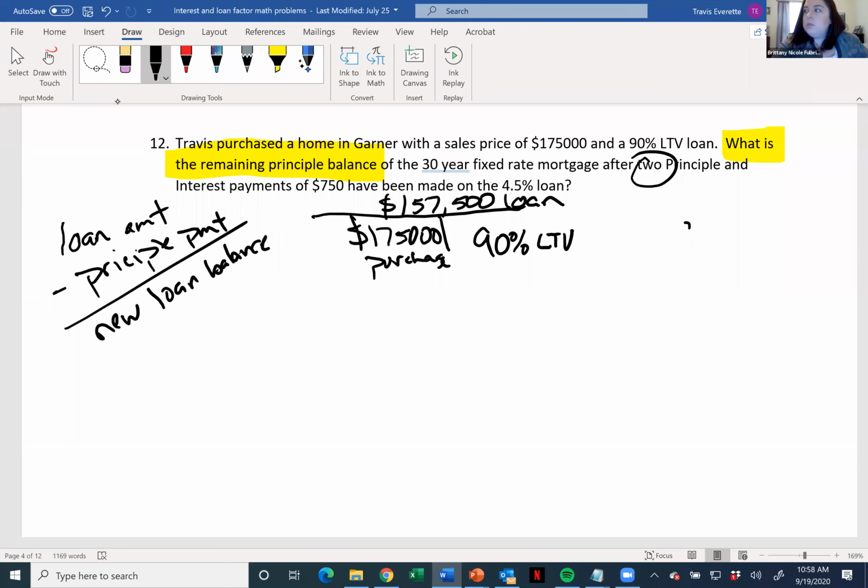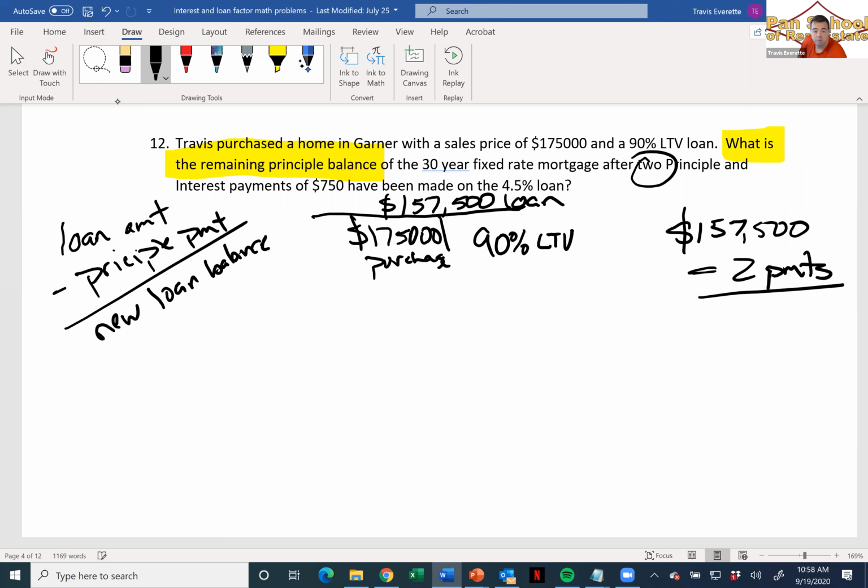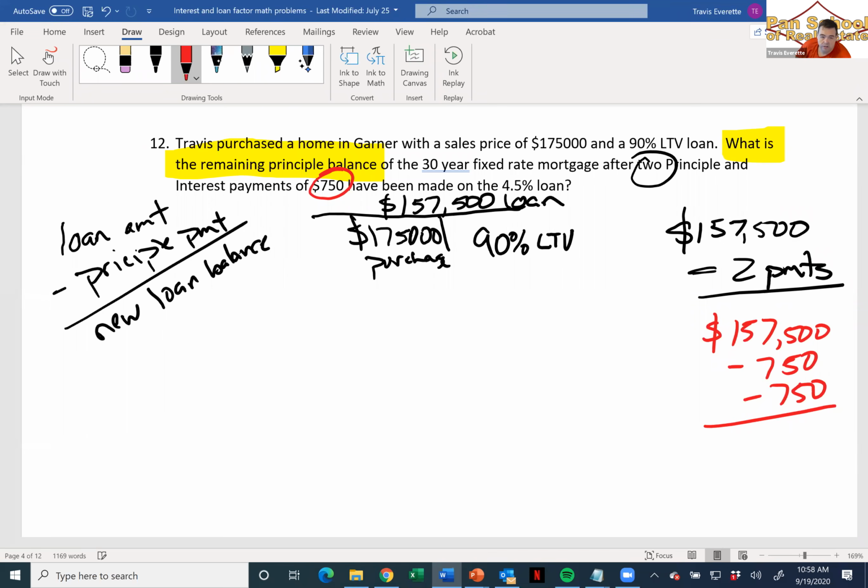So here's the thing. At very most, we know our loan balance is 157.5. But we know the final answer is going to be minus 2 payments. Right? Everybody following on that mindset at least? So it's going to be 157.5 minus 2 payments. It says the payments are $750 each. Well, so can't we just go 157.5 minus 750 minus 750? Isn't that how you do this to come up with their loan balance?